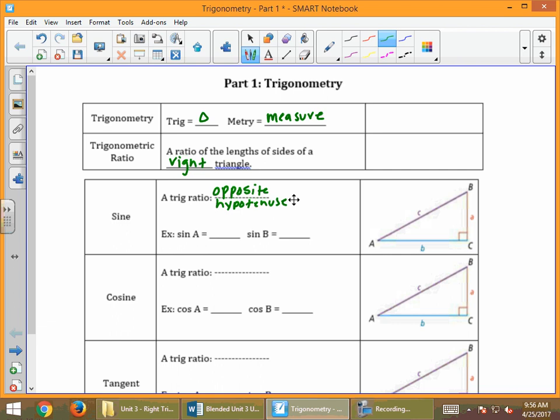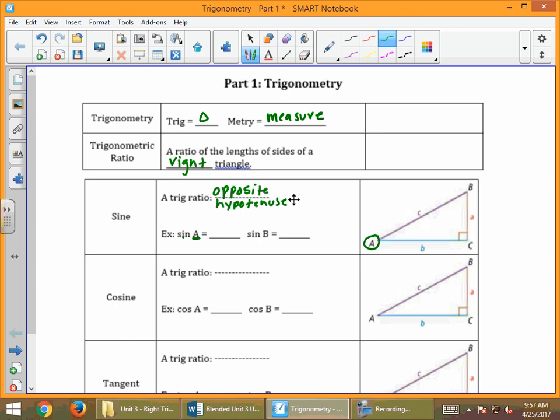So how you go about creating a ratio: in this example, we're finding the sine of A. The sine is telling you the type of ratio you're creating. Right after sine, it has a letter or an angle measure. That's always going to represent an angle. So we're saying find the sine of angle A.